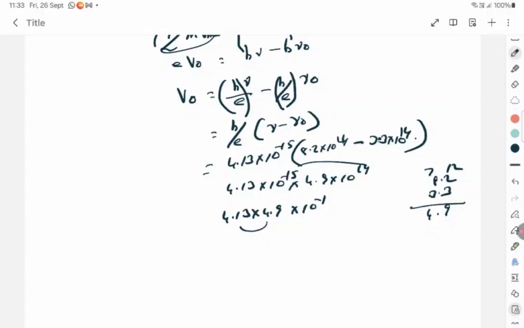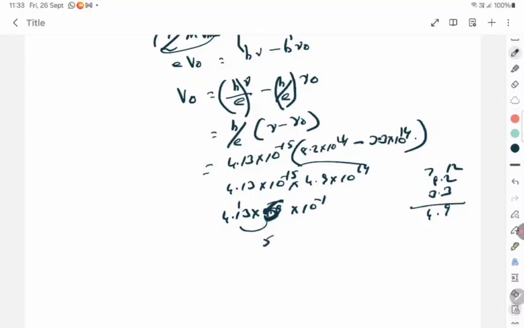h by e is 4.13 into 10 to the power minus 15, and this is 4.9, and you can approximate this to 5 if you want to make it easier. You increase this by 1, and then just find the answer.